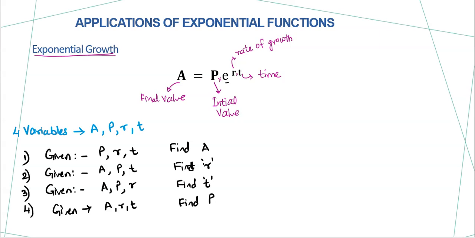So let's solve a real life question based on the exponential growth function. It is important to remember the form. Final value is always equal to initial value times e to the power of r times t. So you need to remember this.